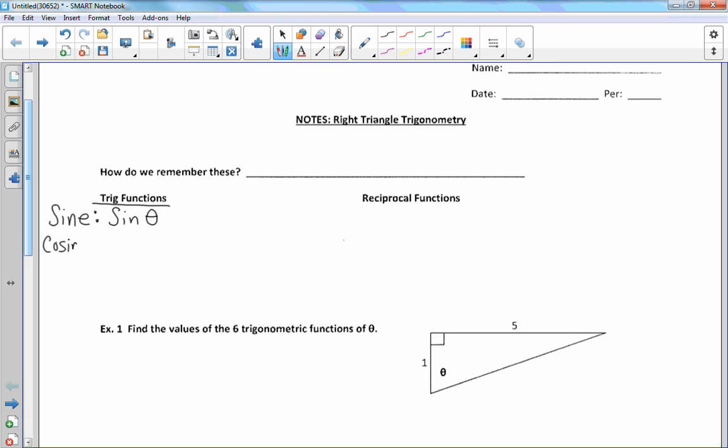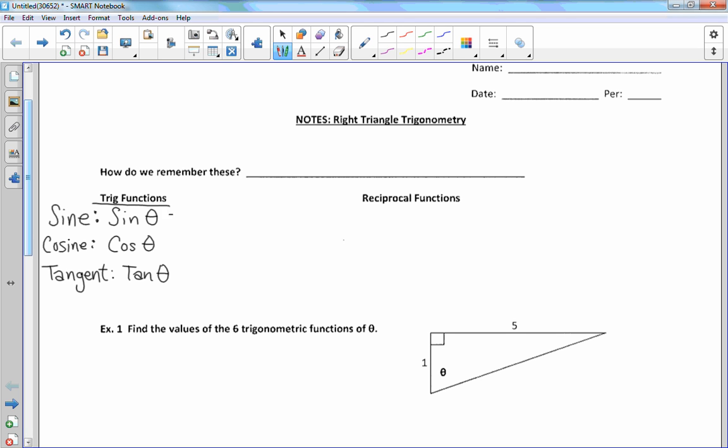Cosine, abbreviation is cos θ. Tangent, abbreviation is tan θ. Okay? Now, these have a relationship to the triangle.